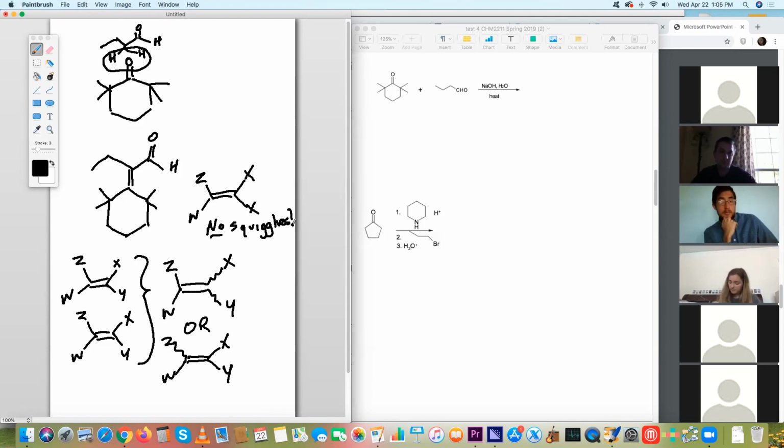This situation wouldn't have squigglies because you've got two of the same thing there. If you switch them around, it's the same thing. So that's what you would do. That's when you do it. You do it when you have different groups attached to both sides, both carbons here. Both have to have different groups attached. Otherwise, you would have to put in the squigglies the way I've got them here.